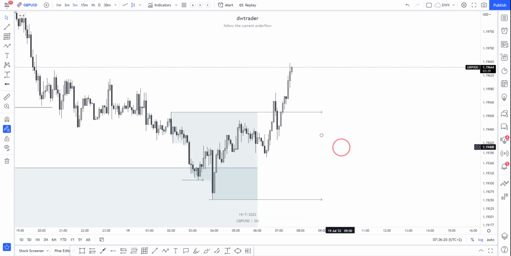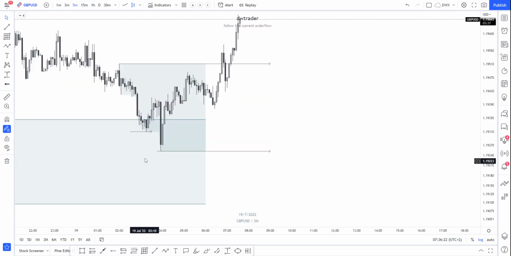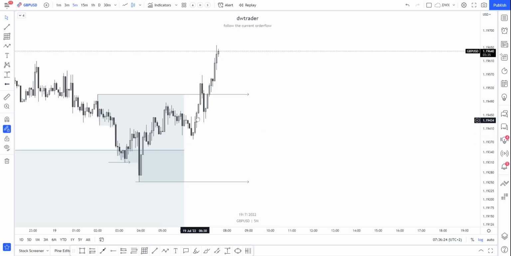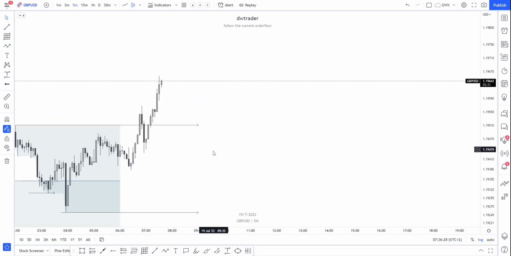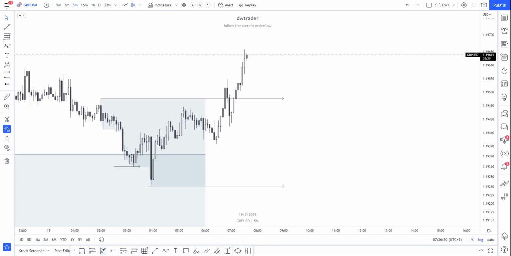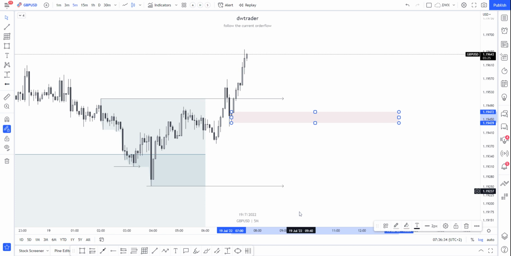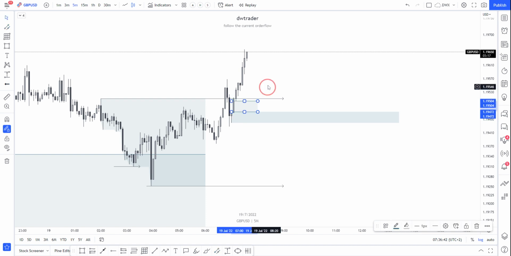If we were to look for long, we rejected off of this imbalance, we're trading higher. We broke structure towards the upside. We made a pullback and then we're pushing up higher again. So I'll be interested in looking at this candle as well as the imbalance above it, this area.